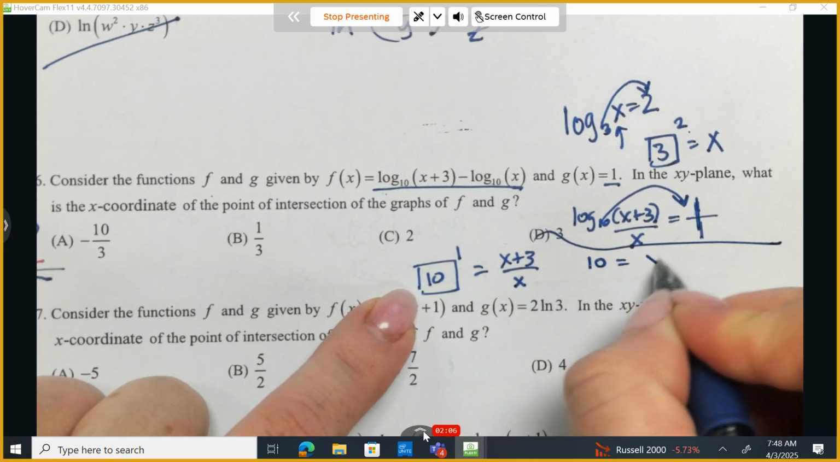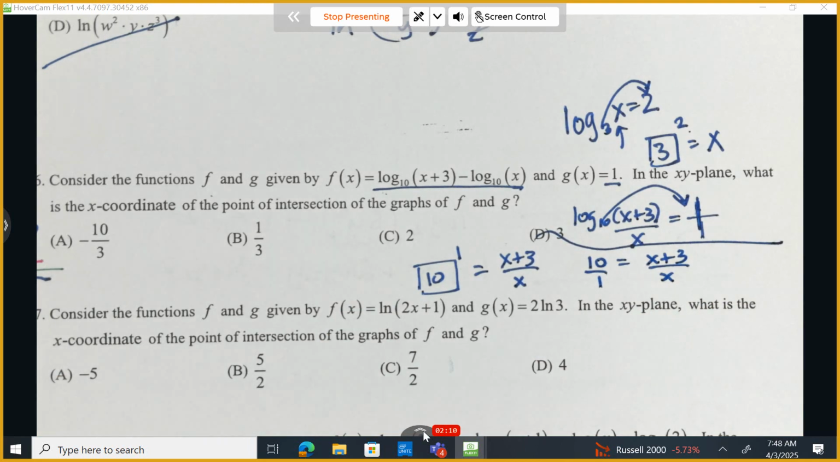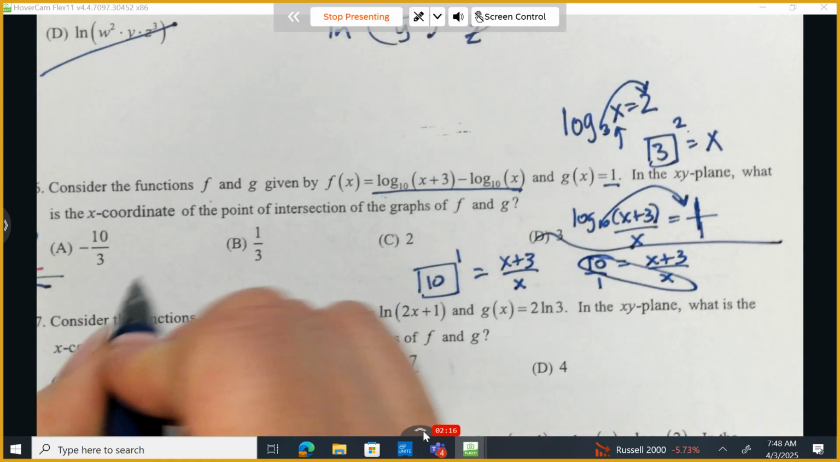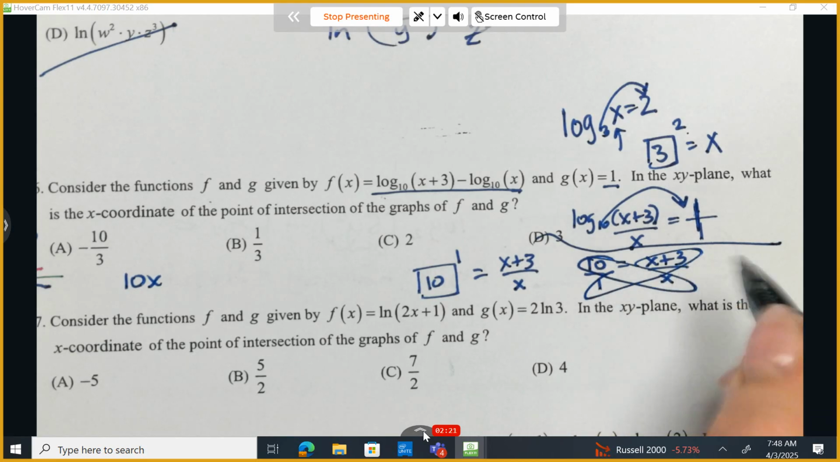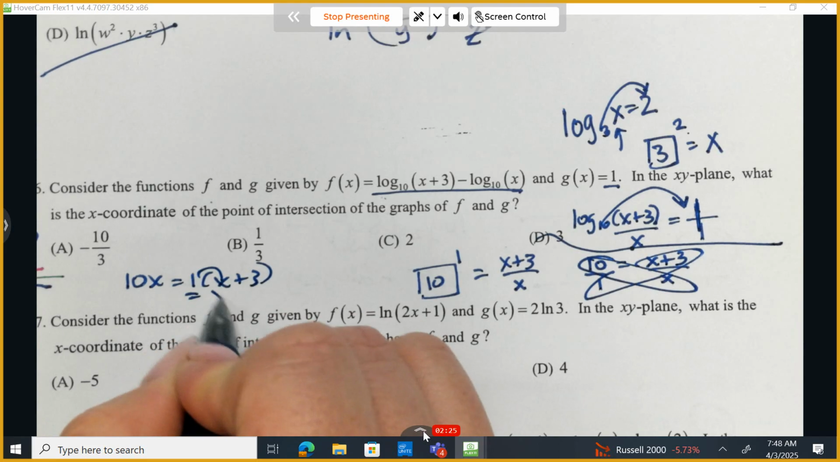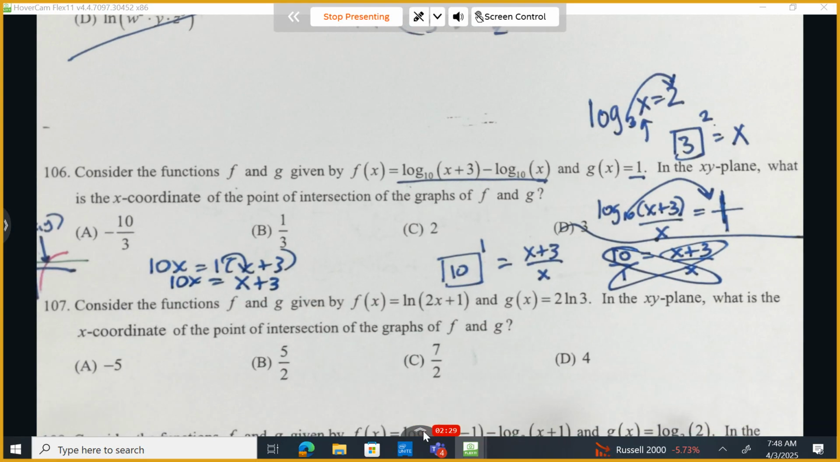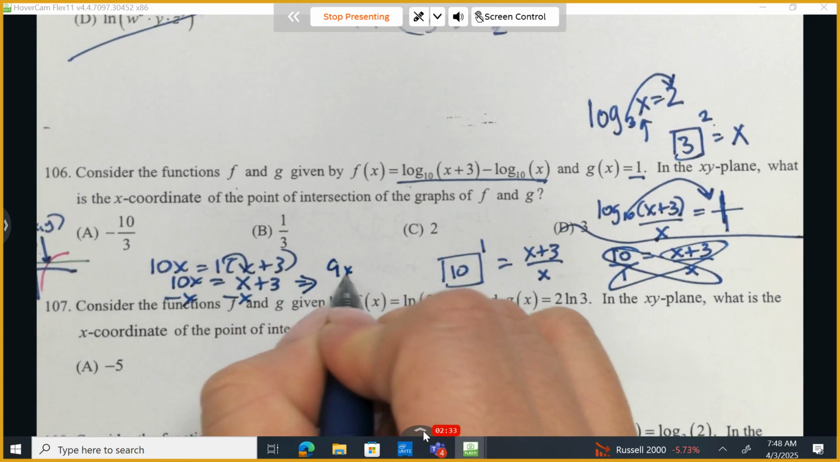So I have 10 equals x plus 3 over x, and I'm going to put a 1 on the bottom of the 10. We can put 1 on the bottom of any numerical value. It's not going to change that. Okay, next I'm going to cross multiply. 10 times x is 10x, and then 1 times the quantity x plus 3 is simply going to be 1x plus 3 equals 10x. And now I'm quickly going to solve here.